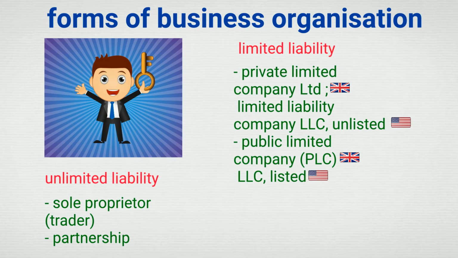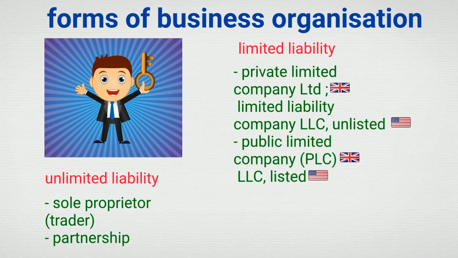And first of all, you need to choose the form of your business organization. What kind of business entity you want to set up? There are companies with unlimited liability and limited liability. Unlimited liability refers to business obligations of sole proprietors and business partners who are personally liable for all business debts and have to use their personal funds to cover them.